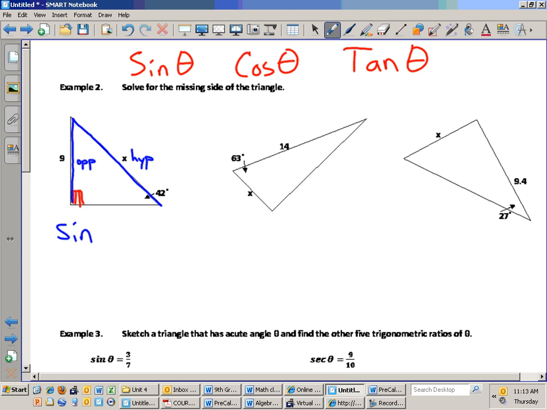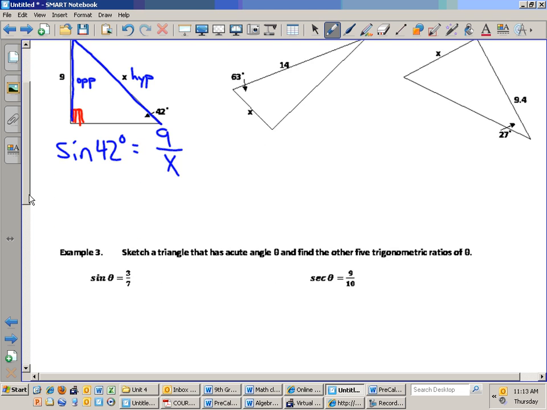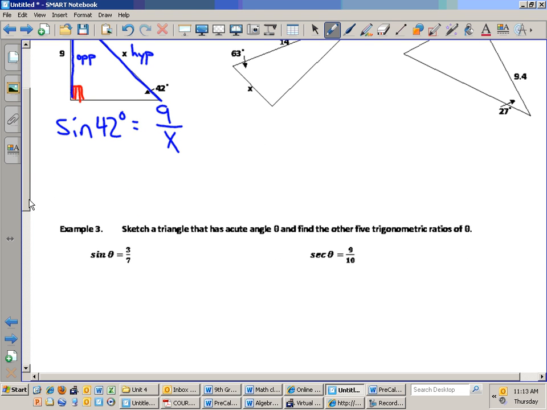The sine of the angle, namely 42 degrees, is equal to the opposite side, which is 9, divided by the hypotenuse, which is x. Now, you do it however you want, but this is the way that I will teach it. Every time I come up with a ratio, I always write it over 1, and then I cross multiply and solve. So I have 9 times 1 is 9 equals x times the sine of 42. In order to solve for x, what would I do to both sides? Divide by the sine of 42.